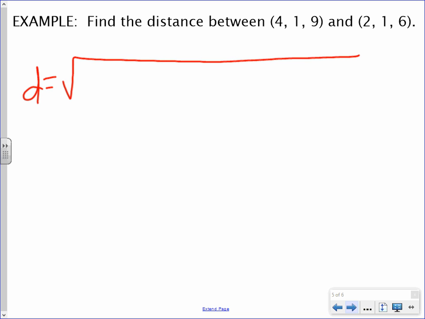As a reminder, it does not matter the order in which you plug these points in. Since we're subtracting two numbers and squaring them, it doesn't matter. So why are people getting out their calculators? No. We have 4 minus 2 squared plus 1 minus 1 squared plus 9 minus 6 squared.